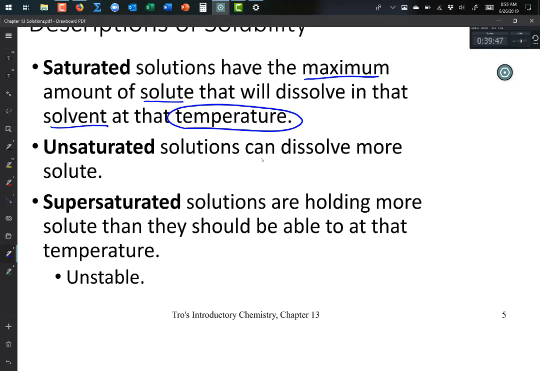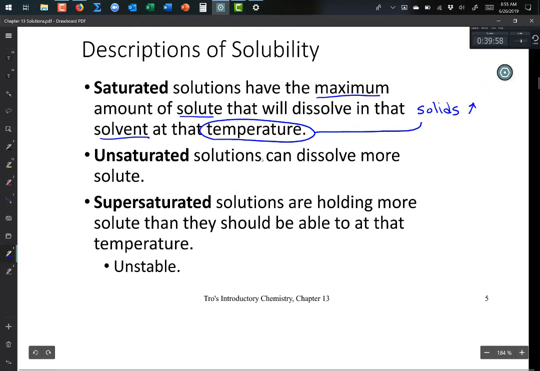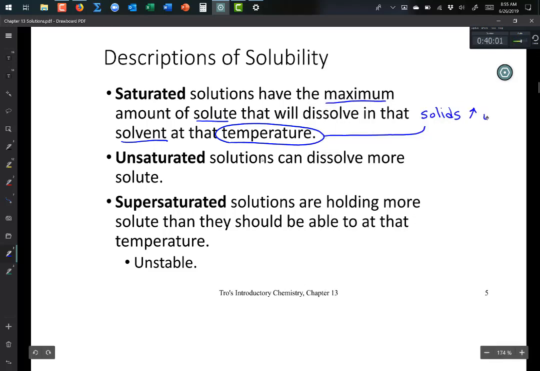Now let me expand on that just a little bit. Solubility of solids goes up when temperature goes up. So if you want to drink a lot of sugar, just drink it in hot water. You can get a lot to dissolve. If you don't want to drink a lot of sugar, make it cold, or drink water. So increasing the temperature increases the amount of stuff that you can dissolve, and that has to do with intermolecular forces of attraction.